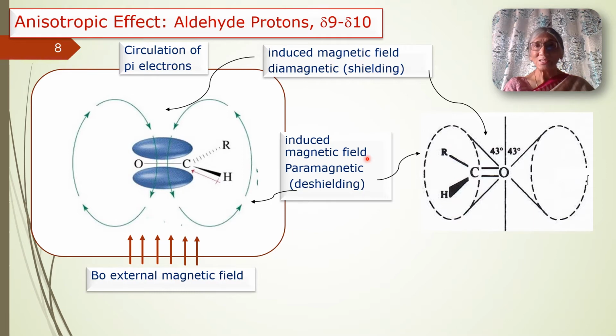So if we see a signal here between 9 to 10 delta, and from IR we confirm there is a carbonyl group present, then by looking at this signal of the aldehydic proton, we can conclude that the aldehyde is present.